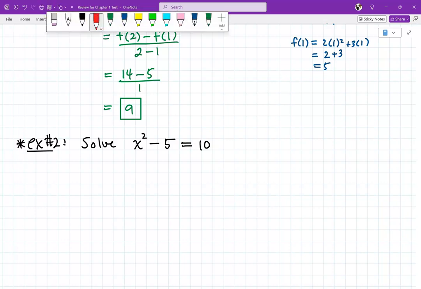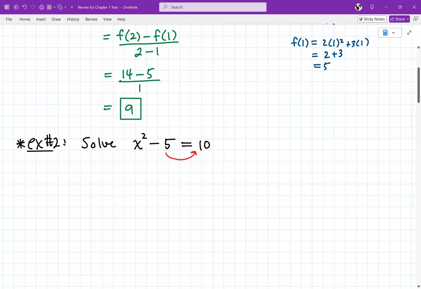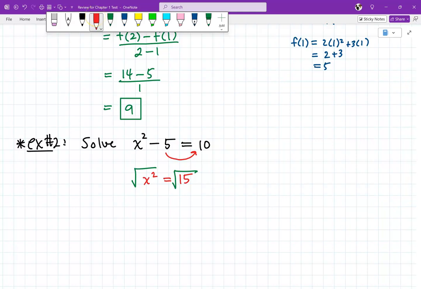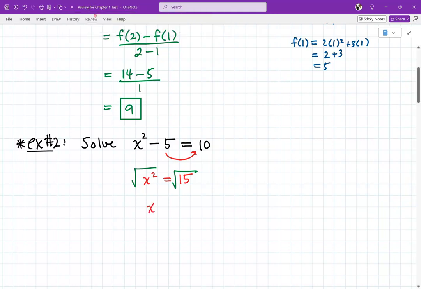Let me change this here. I just noticed I was using green instead of red. I apologize for that. But I'm going to move the negative 5 over to the right side. So I get x squared equal to, this is going to be 15. Now, in order to get rid of a square, we've said this a couple times prior, we do a square root on both sides. Okay, so that means that I have x equal to, remember, square roots always have plus or minus, and then the square root of 15.